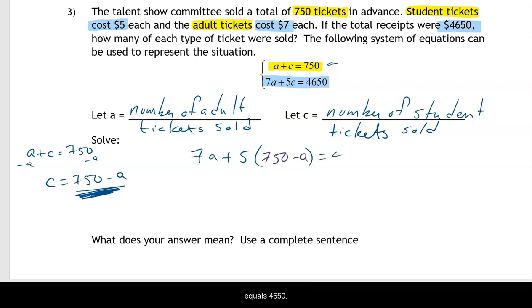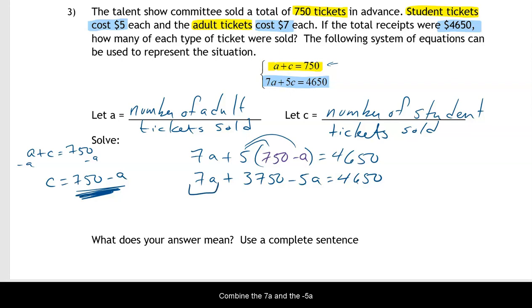and then equals 4,650. Distribute my 5 into my parentheses. 7A plus 5 times 750 is 3,750 minus 5A equals 4,650. Combine the 7A and the minus 5A, to be 2A plus 3,750 equals 4,650.